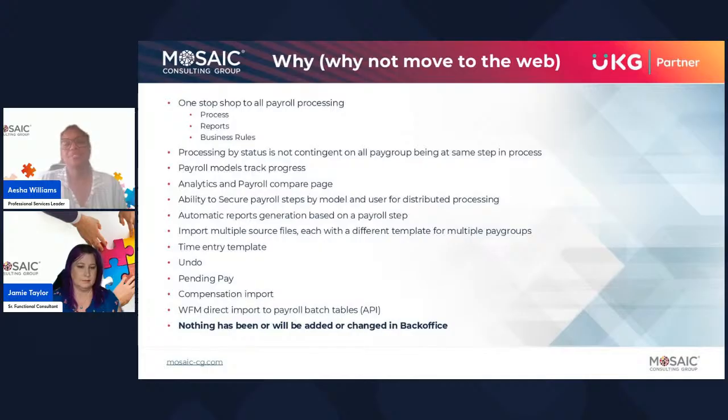You can process by status, which is not contingent on all pay groups being at the same step in the process. So if you think about processing payroll in the back office, you have some limitations there when you are processing by status. In the web, if you have 5 pay groups, you can say, I want to open payroll for all 5 pay groups at one time. I want to create batches for all 5 pay groups at one time. Things like that. You will have those options to do that, which makes the web payroll processing a little bit faster, and I call it a little bit more sleek than the back office payroll.